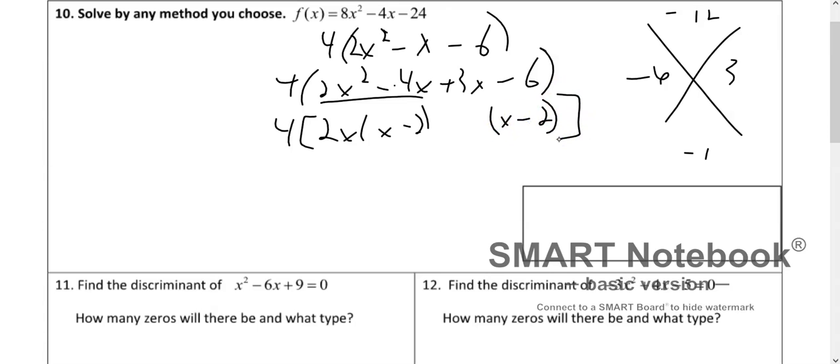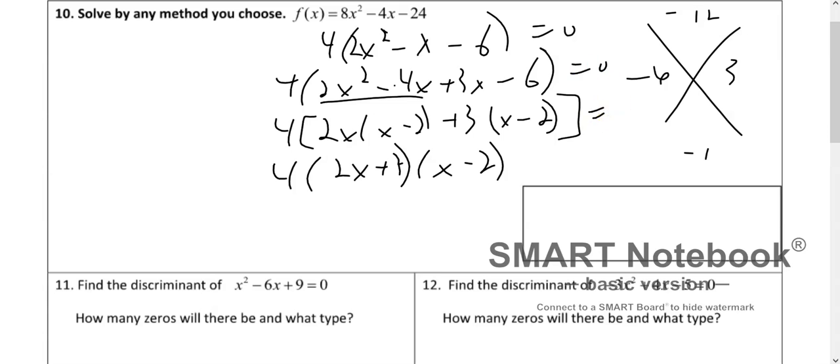So what do I have to divide by? I have to divide by 3. So that gives me 2x plus 3 and x minus 2, again equal to 0 the whole way down. So when I do that, this gives me negative 3/2, and this gives me positive 2 for solutions.